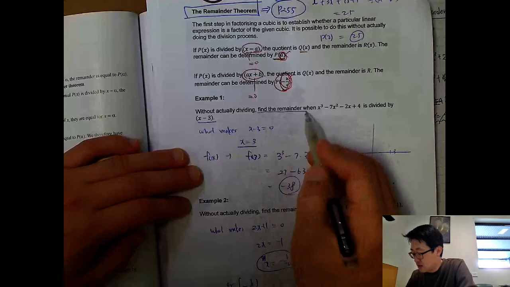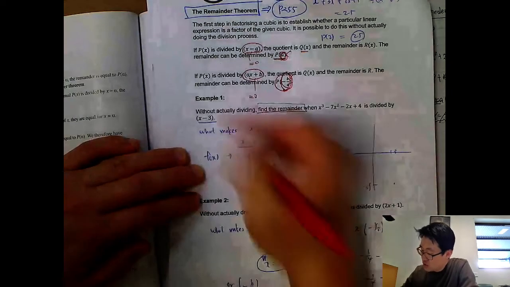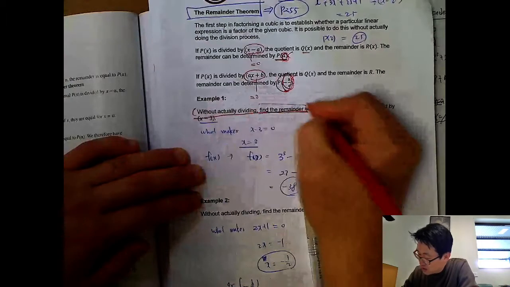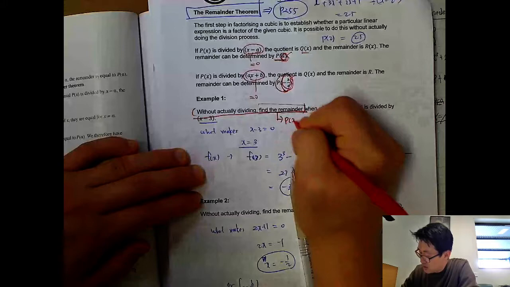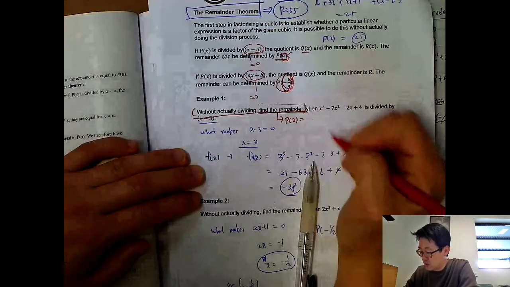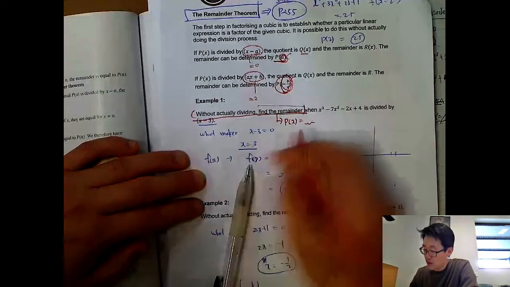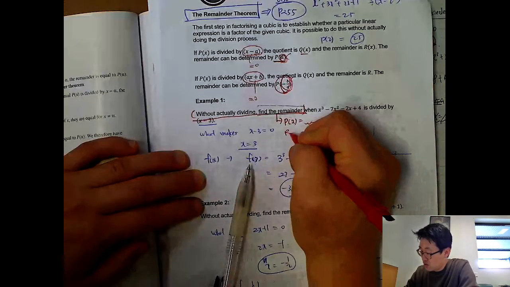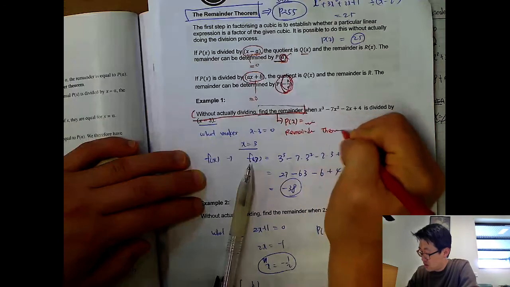When we use remainder theorem, you can get the remainder much faster. Find the remainder without dividing. What do I need to use? I need to do P(x) equals something. We can get the remainder, isn't it? Yeah. And according to what? Remainder theorem.